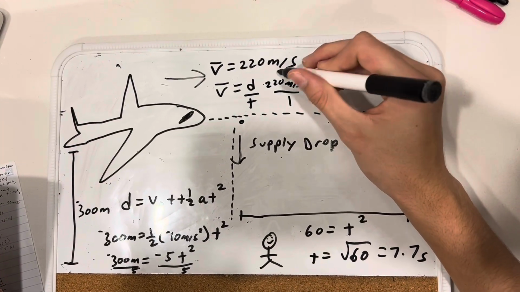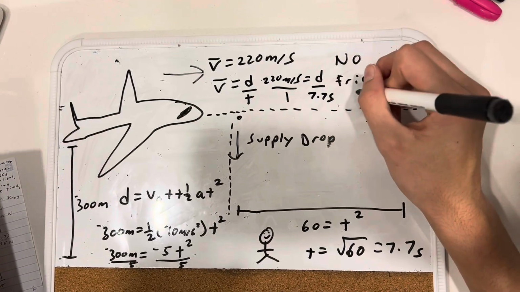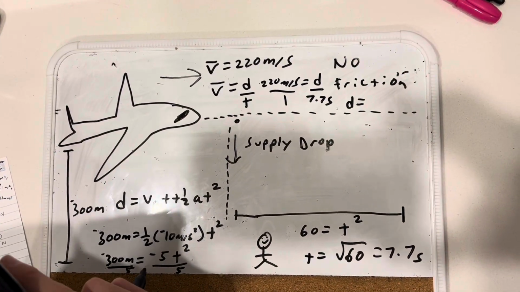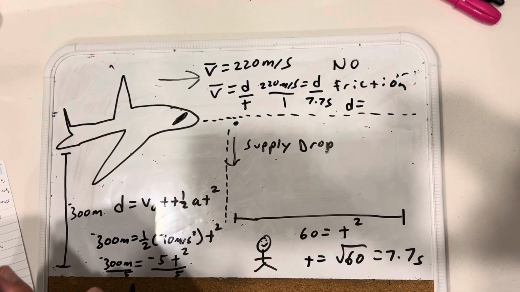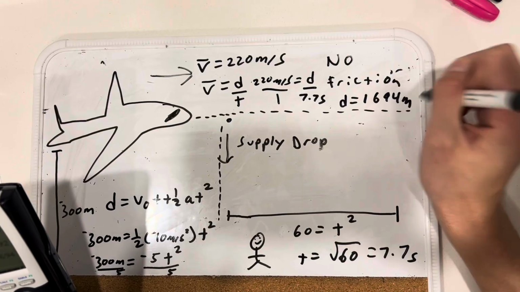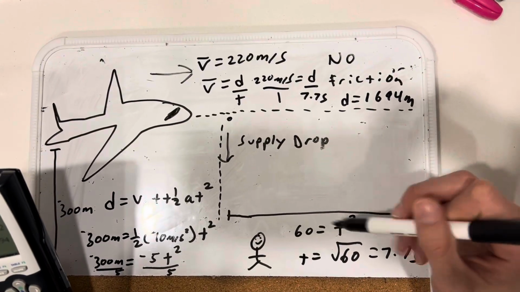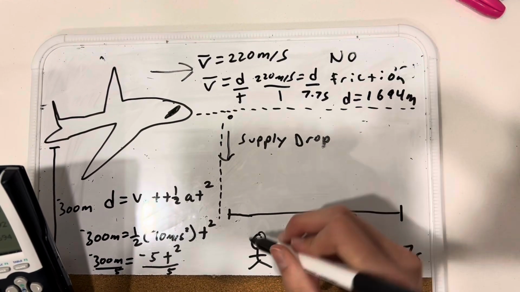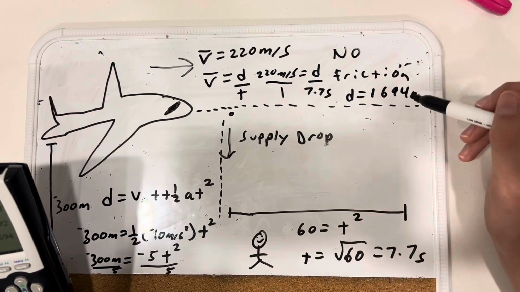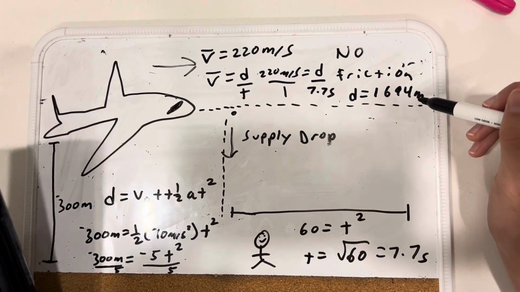Now here you cross multiply 220 times 7.7 seconds, and your horizontal distance comes out to 1,694 meters. So if you want to give a supply drop to this person here, you should release it when the plane is 1,694 meters away.